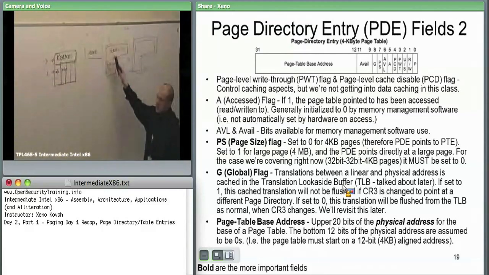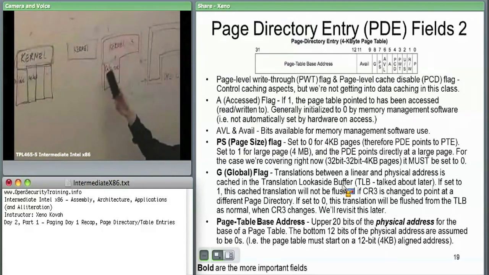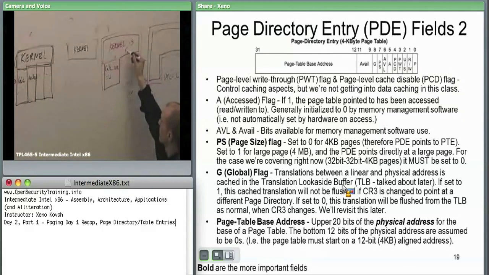So you can see if notepad.exe and kelk.exe have the same basic virtual address space, and that they have some kelk or notepad stuff, and then the kernel is mapped into all of it. This is where the kernel is going to mark this as global equals 1, and all of this is global equals 0.